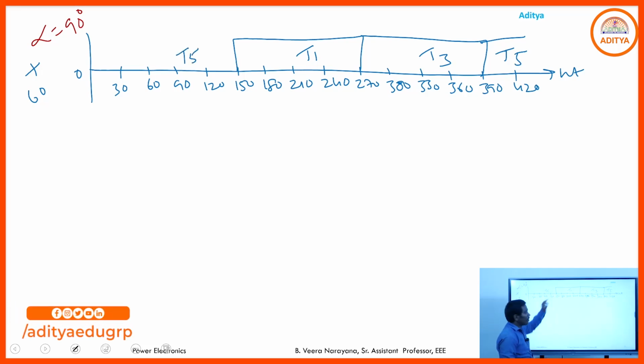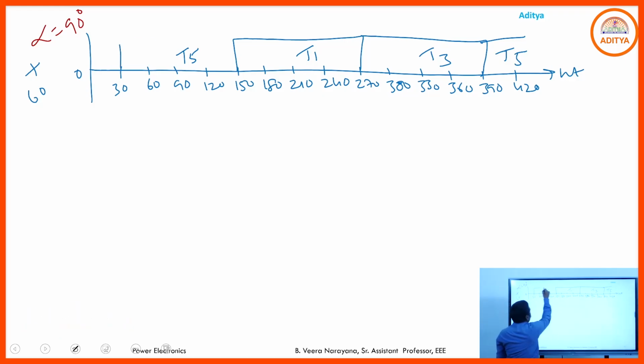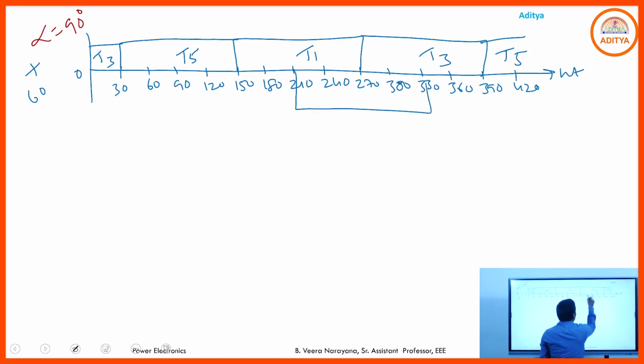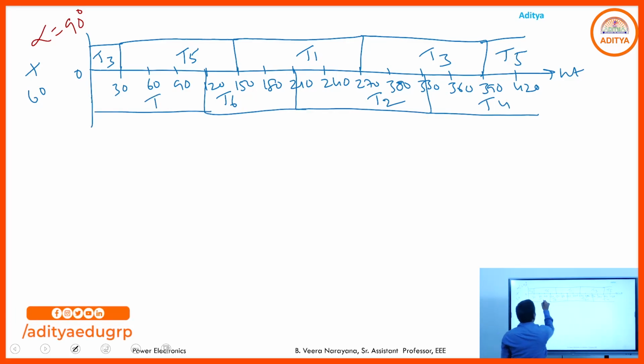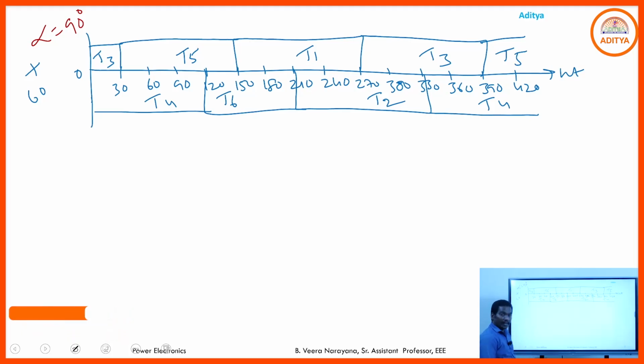T5's ending portion is 150. What is the starting portion? 150 minus 120, 30. So 30 to 150, and 0 to 30 before T5, T3. If T1 is on at 150, where does T2 come to the on state? 210. So 210 to 330, T2, T4, here it is T6. Ending portion is 240. Then what is the starting portion? 240 minus 120, so 0 to 120, T4. This is the timing diagram.